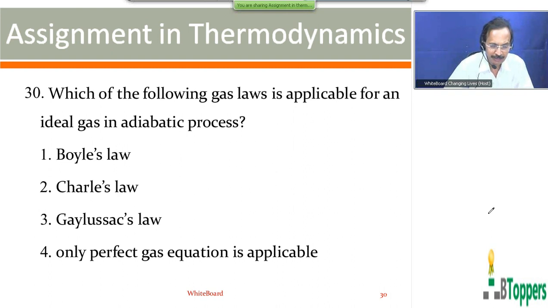Charles' law cannot be applied because pressure cannot be assumed to be constant. Even the third option cannot be the answer because pressure, volume and temperature all three change. Therefore, you can only apply the perfect gas equation in the initial state and the perfect gas equation in the final state. So for question number 30, the fourth option will be the answer.